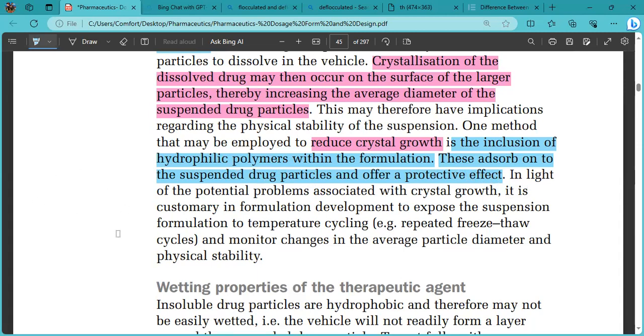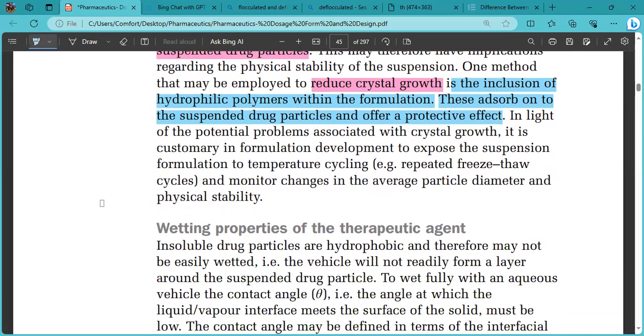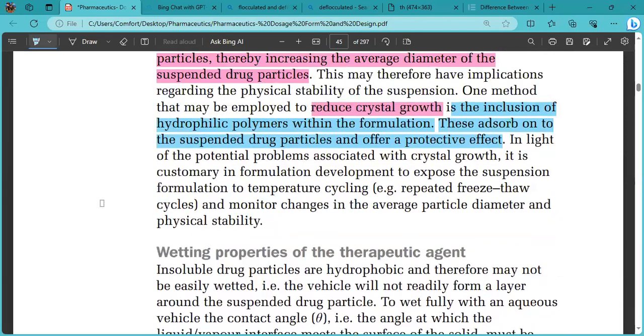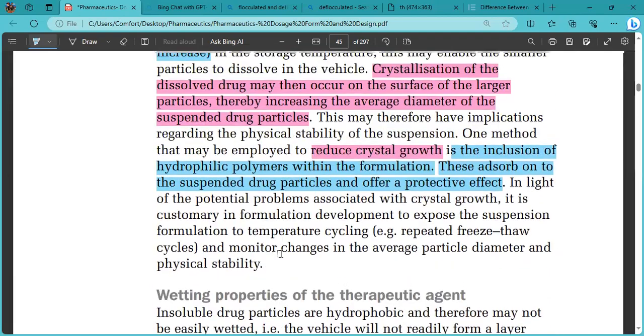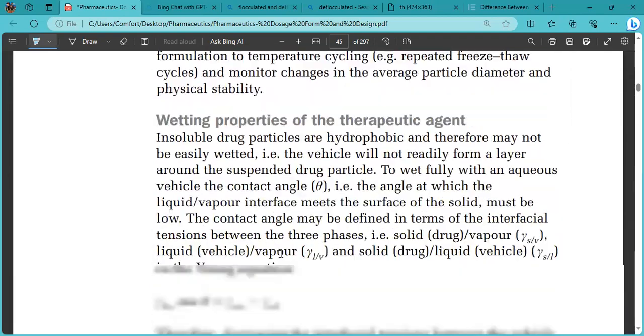So if they form a layer around it, these particles can no longer just dissolve at will, or even if there are some smaller ones that manage to dissolve, they are unable to grow on top of these other particles that didn't dissolve, because there's this protective barrier that prevents them from doing so. So addition of these hydrophilic polymers is what helps to increase the stability of your suspension.